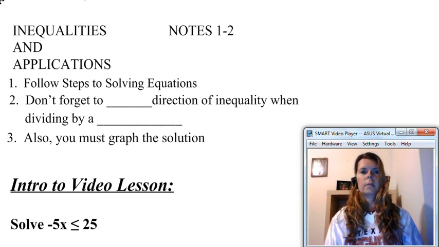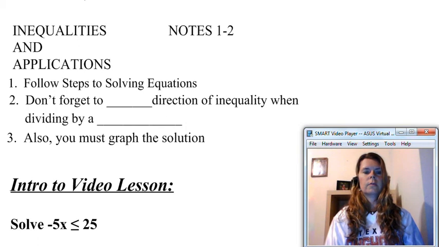Today we're going to be solving inequalities in applications. This is Notes 1-2. You should have already done the intro to video lesson with your teacher.